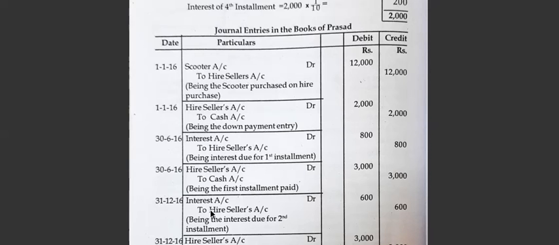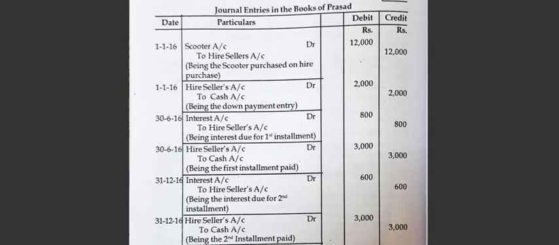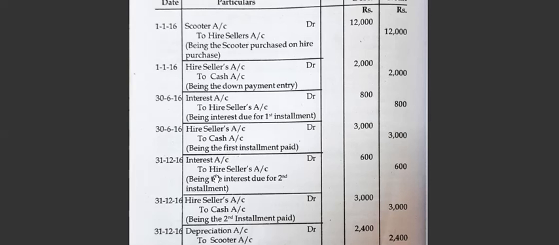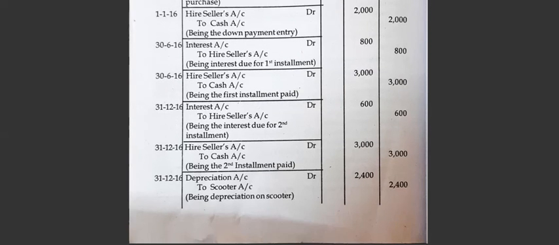Now at the end of the year, that is after 1 year, the second installment, the same entry will repeat. Interest account debtor to hire seller account, the second installment interest, plus hire seller account debtor to cash account, the installment amount 3,000. These two entries will repeat again and again. And at the end you have to show the depreciation. The entry for the depreciation is 31/12/2016 depreciation account debtor to scooters account.